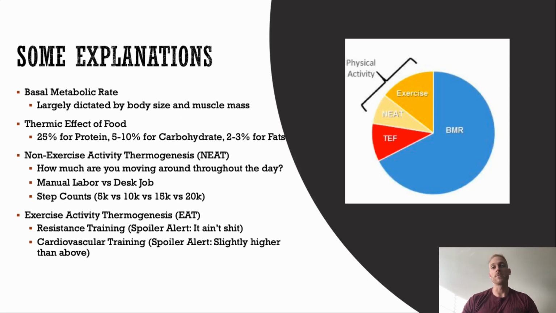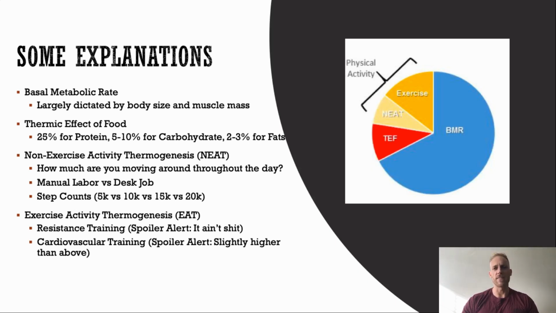As soon as it becomes 30 minutes of Stairmaster, all of a sudden that's exercise because there's structure to it. As soon as it becomes 3 sets of 8 on squat, there's your structure, then it becomes exercise. And that's our next one down there, exercise activity thermogenesis. And that is broken down into 2. So we've got resistance training. The spoiler alert on resistance training is it really doesn't do much in terms of burning a lot of calories.